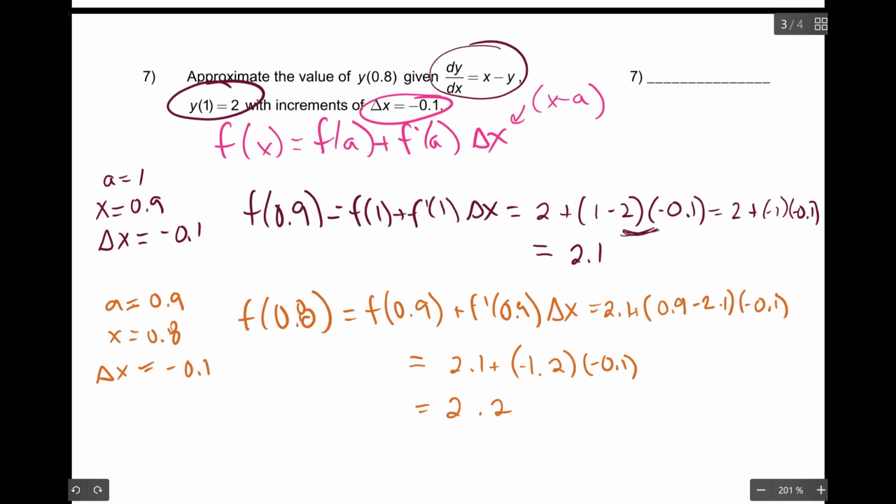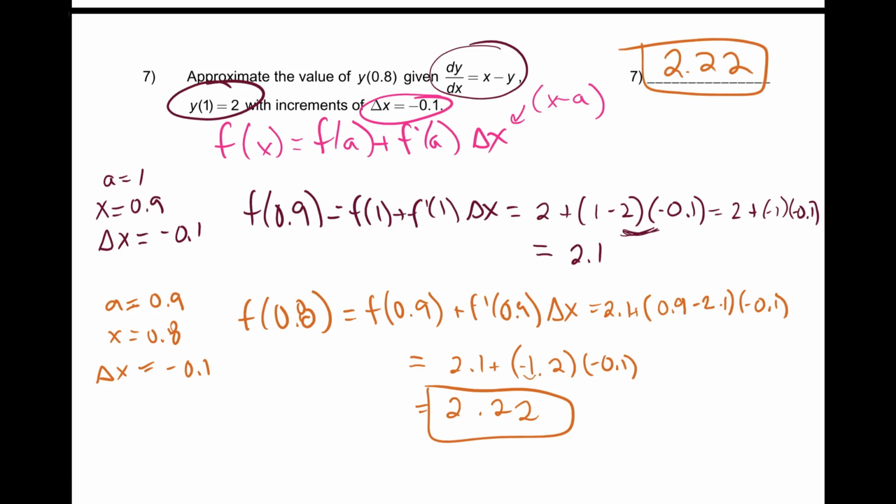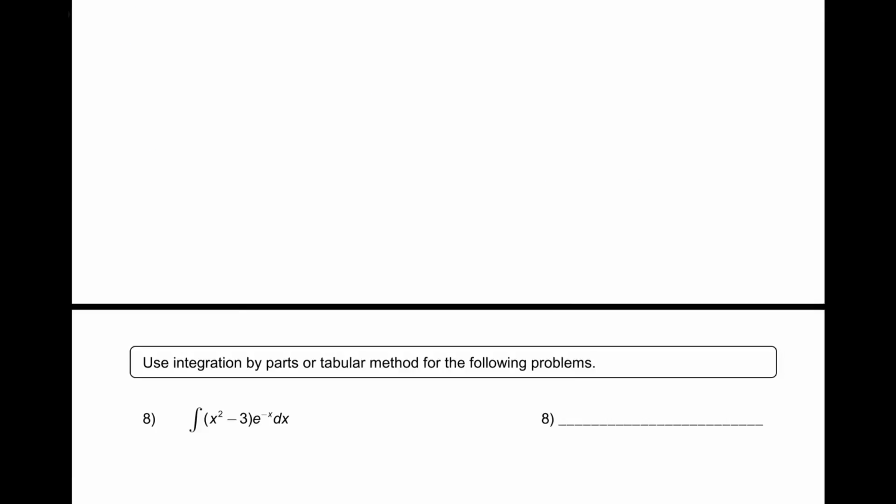Is it 2.2 or 2.1? Let me think. 2.2. Yeah, oh yeah, I see, 0.22. Cool, so that should be it. On my calculator, I did it. Oh, it's 1.2, because we used 0.9. Gotcha. Cool. Nice, all right, we're done.